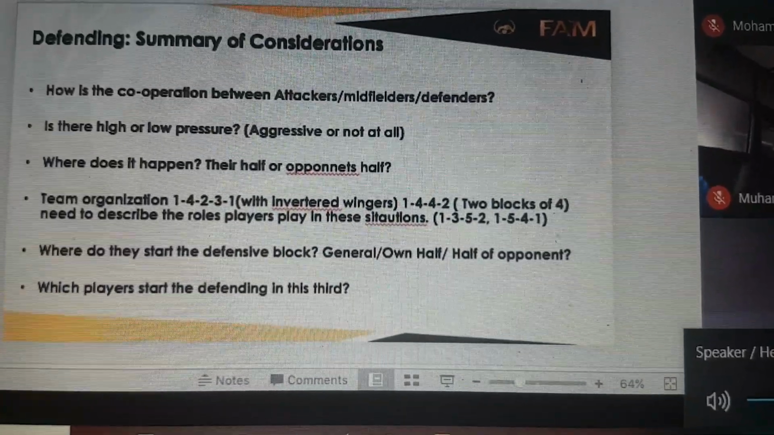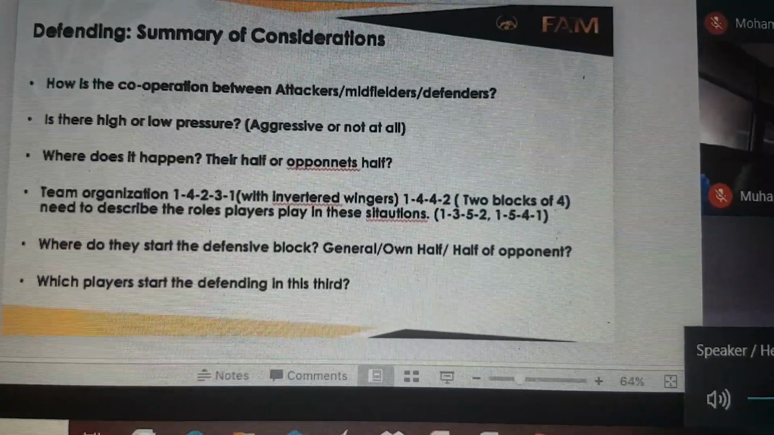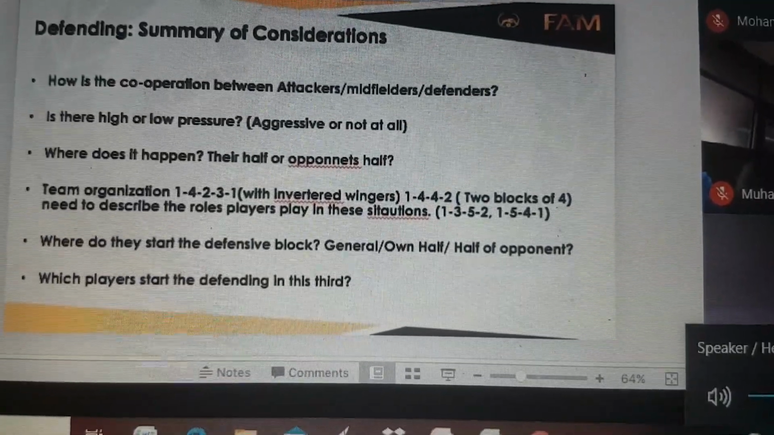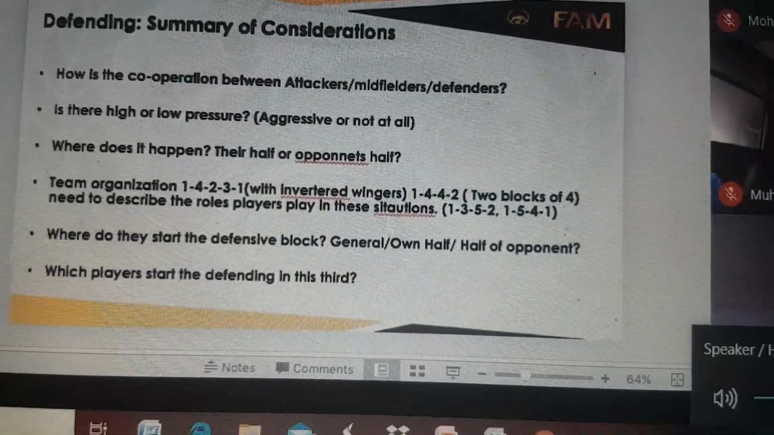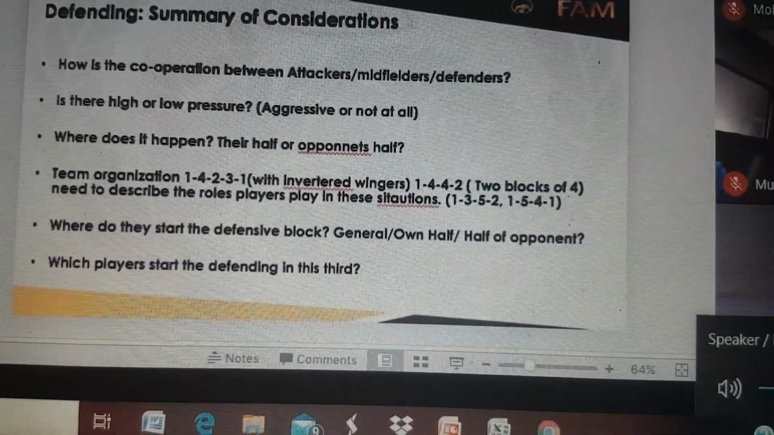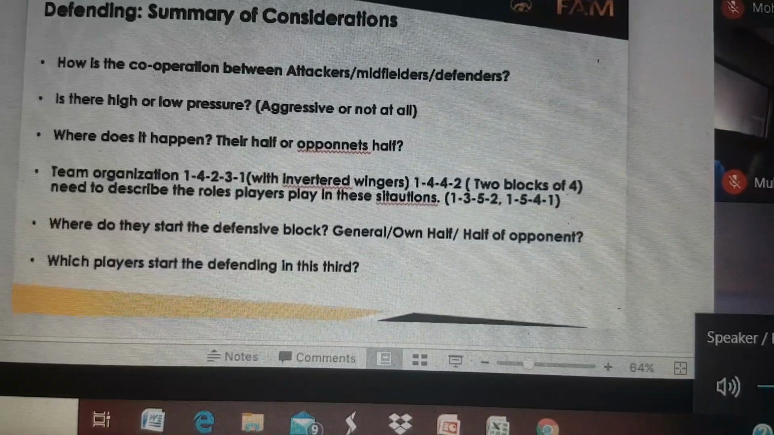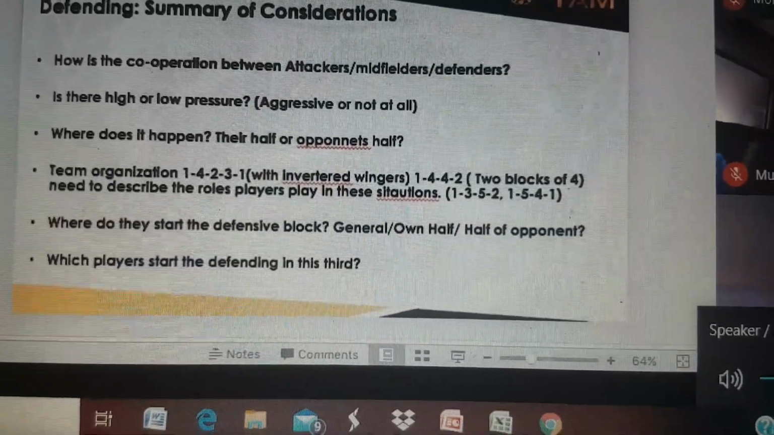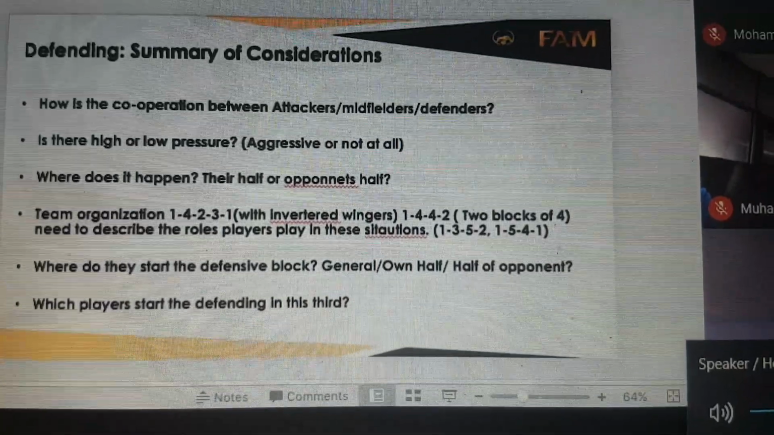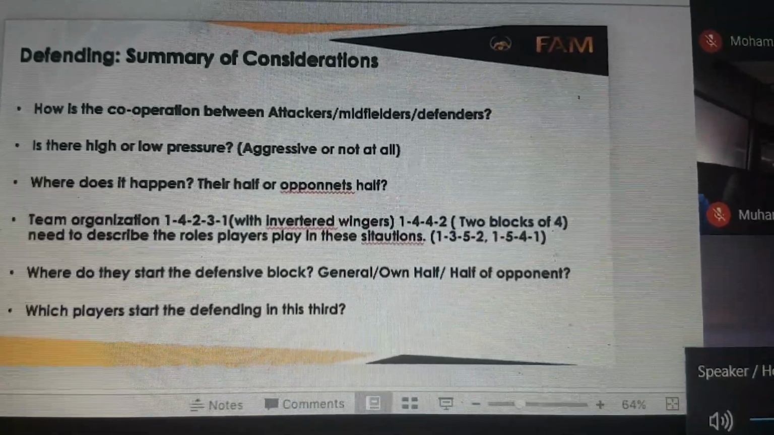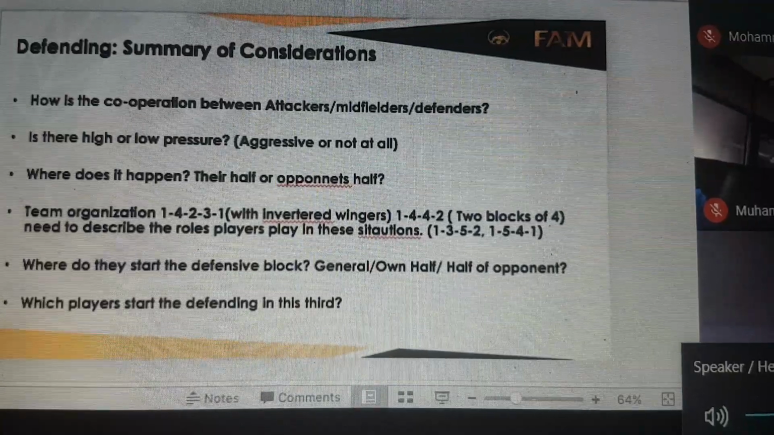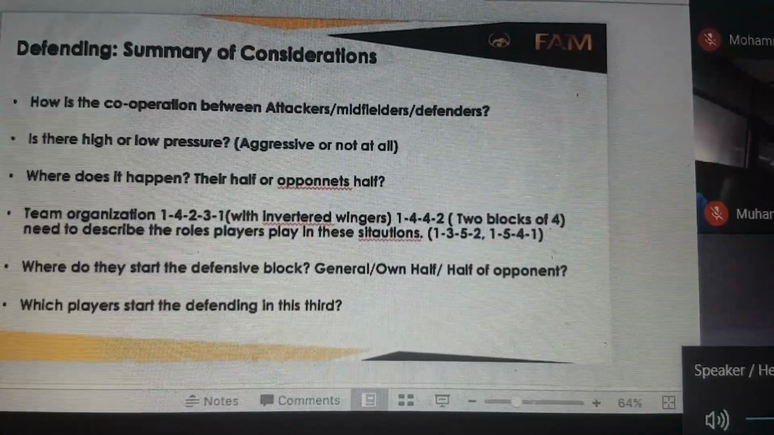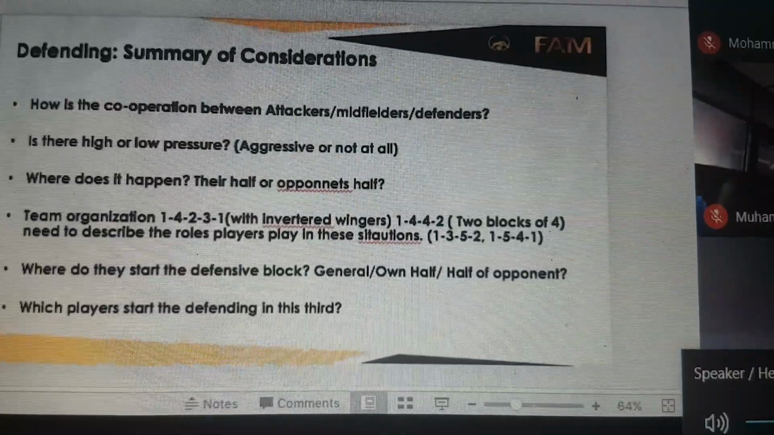Is there width between the lines? Are the lines compact? How far back do they come? So is there high or low pressure? Is it aggressive pressuring or is it passive where they just drop off and let the other team play in front of them? The other part is, where does the pressure start? Where does it happen? Is it in their half or the opponent's half? Where do they actually press to win the ball back?